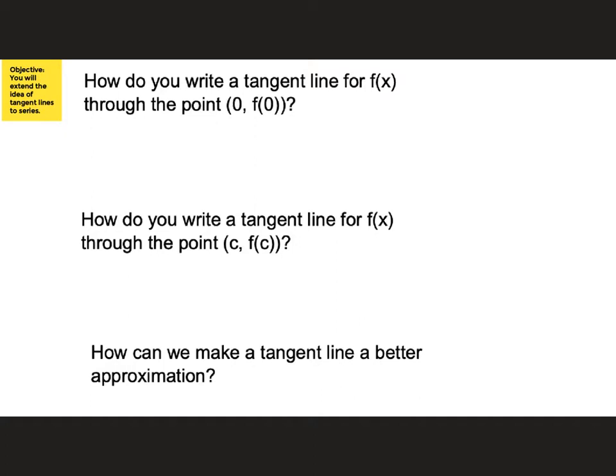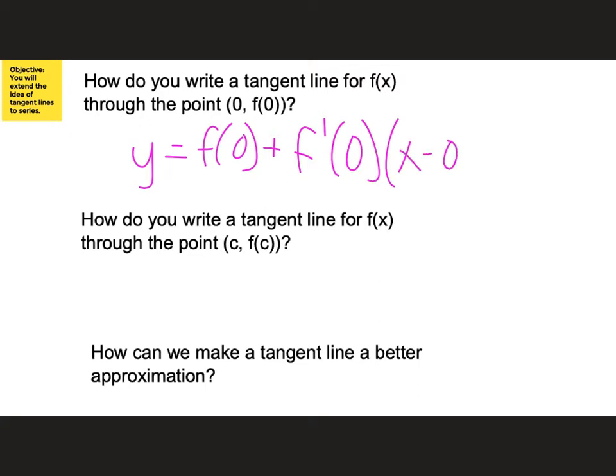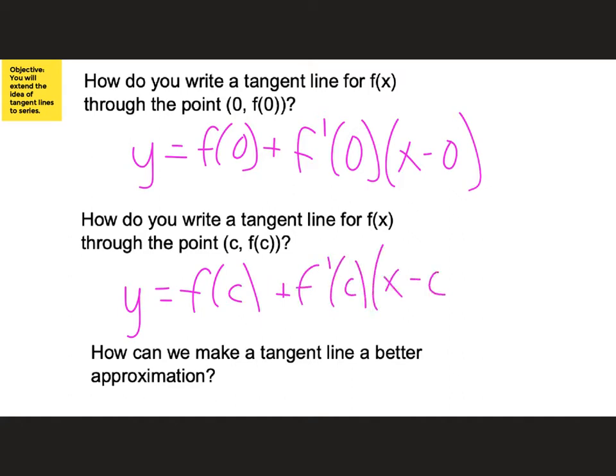Alrighty, now we're going to see how we can use our tangent lines in a different way. So let's see. How do you write a tangent line for f through the point 0, f of 0? So the tangent line is just take the point, f of 0, add the slope, f prime of 0, and then x minus 0. And then how do you write a tangent line for f of x at the point c, f of c? So that's f of c, same idea, plus f prime of c, x minus c.